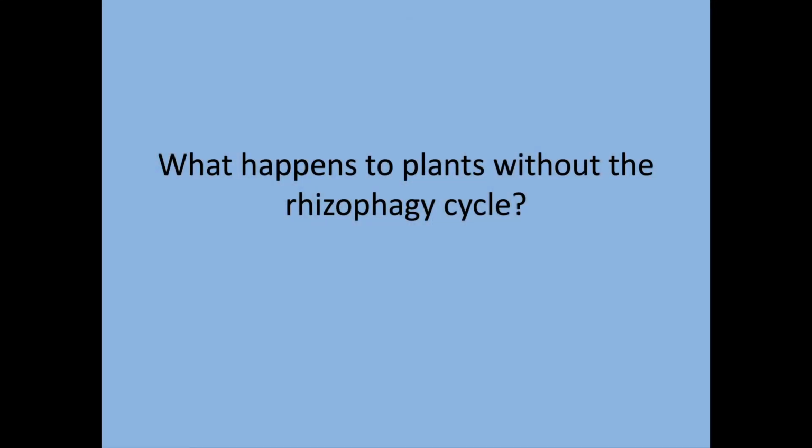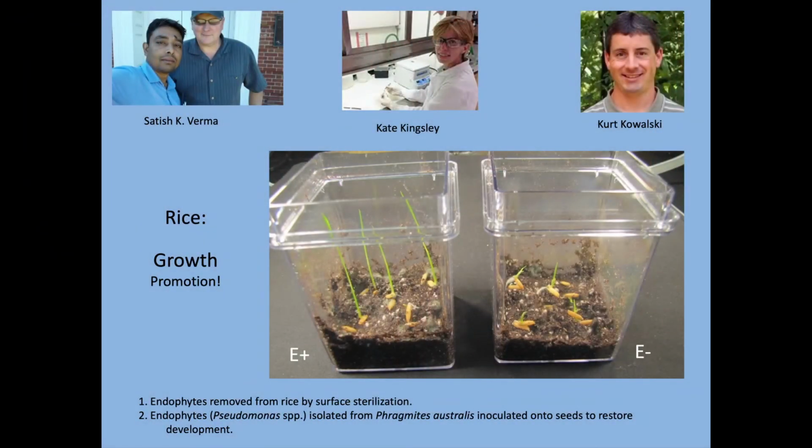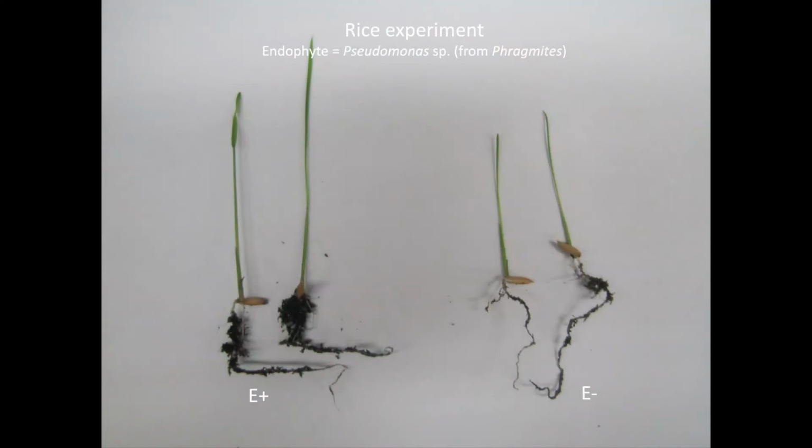All right, so I'm not going to go into that. I already mentioned that. What happens to plants without the rhizophagy cycle? So this is a rice, and we removed all the microbes and we put a pseudomonad in it. And you can see these big seedlings. These have no microbes at all, and you can see very tiny seedling development. A little bit older seedlings, you can see here. Here, this is with the microbes, with the Pseudomonas.